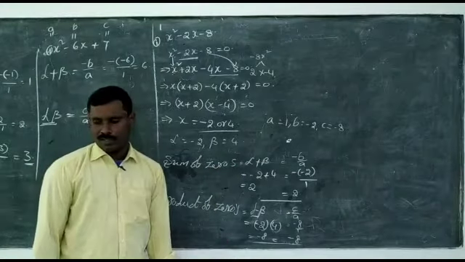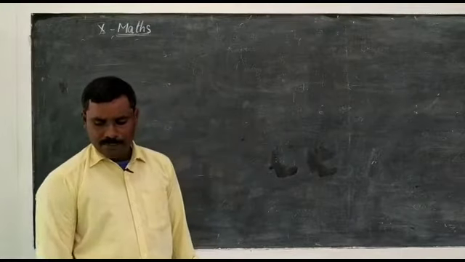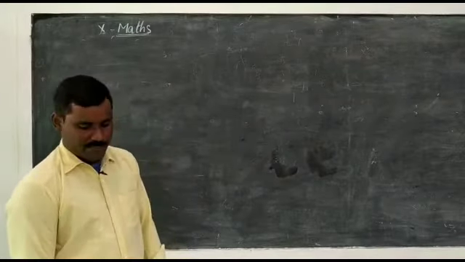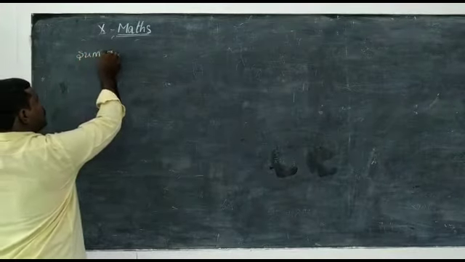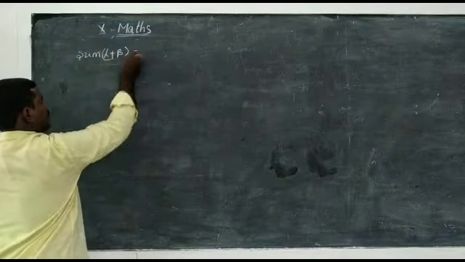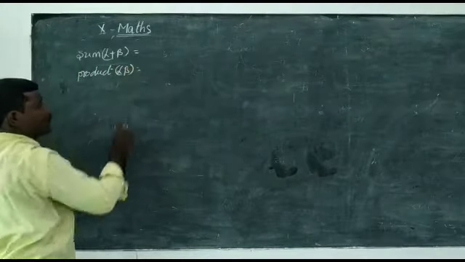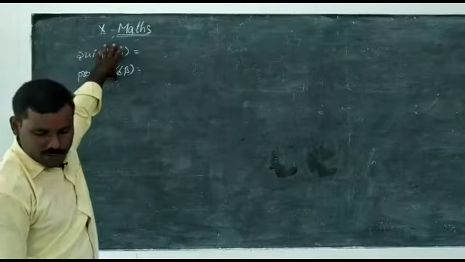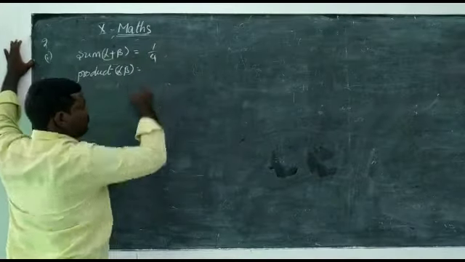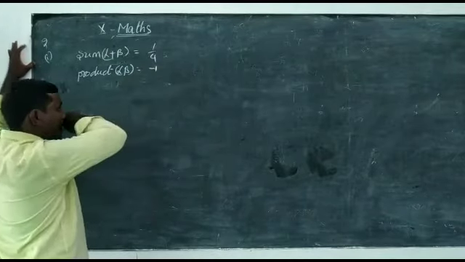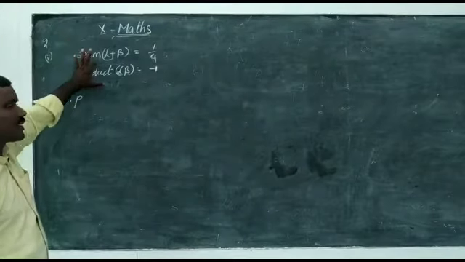This is about the first Roman. Now we are going to the second Roman. Find the quadratic polynomial in each case with the given numbers as the sum and product of its zeros. That means alpha plus beta is given, alpha beta is given. If these two are given, find the quadratic polynomial. See here in second Roman first question, sum is 1 by 4 and product is minus 1. Find the quadratic polynomial.